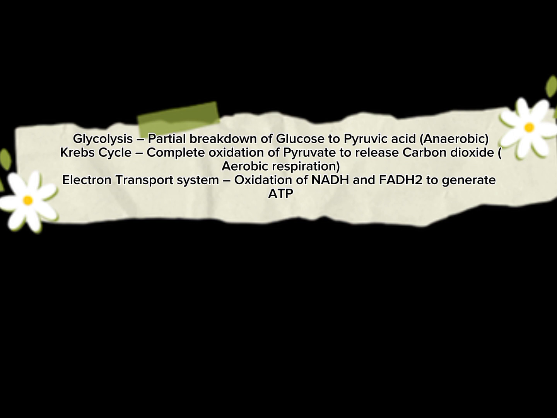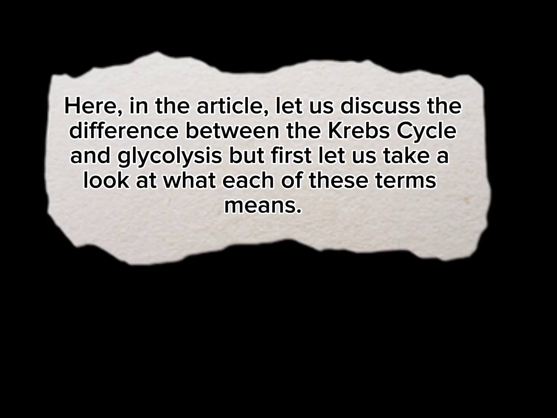Glycolysis, partial breakdown of glucose to pyruvic acid, anaerobic. Krebs cycle, complete oxidation of pyruvate to release carbon dioxide, aerobic respiration. Electron transport system, oxidation of NADH and FADH2 to generate ATP. Here, in the article, let us discuss the difference between the Krebs cycle and glycolysis.